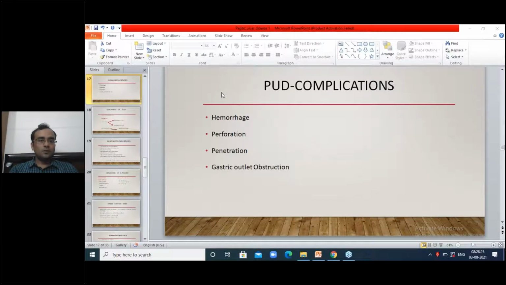Now I will talk about the complications of peptic ulcer disease. When an ulcer is formed, the various complications which can occur are bleeding, perforation, or it can penetrate and lead to severe pain. Or if a gastric ulcer heals, it heals with fibrosis, which can lead to the formation of a stricture at the pylorus or in D1 and can lead to gastric outlet obstruction.